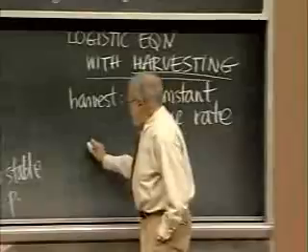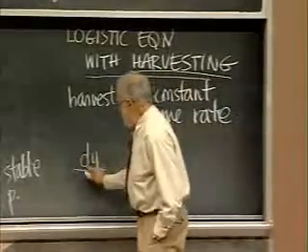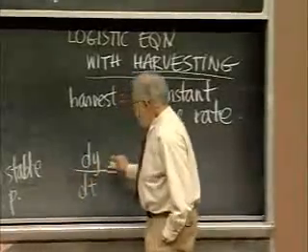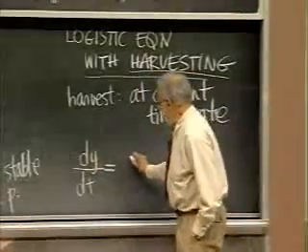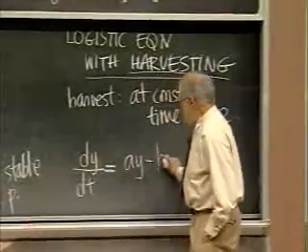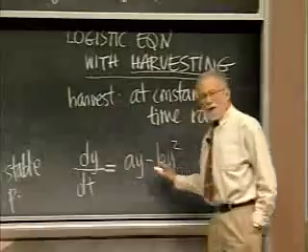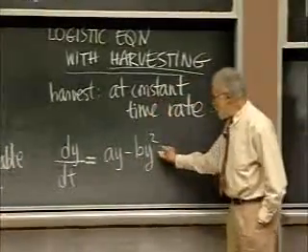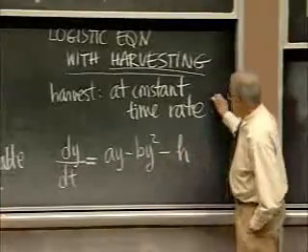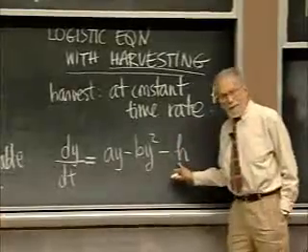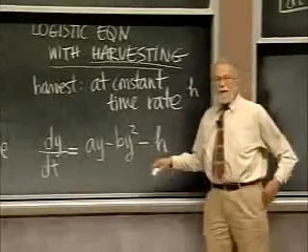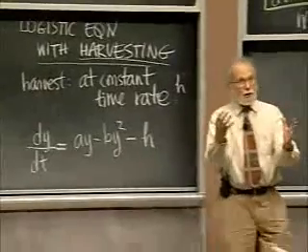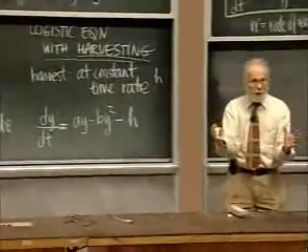That means that the equation is now going to be dy/dt equals, well, salmon grow logistically, ay minus by squared. So that part of the equation is the same, but I need a term to take care of this constant harvesting rate, and that will be h. Let's call it h. Not h times y, then I would be harvesting a certain fraction of all the salmon there, which is not what I'm doing.